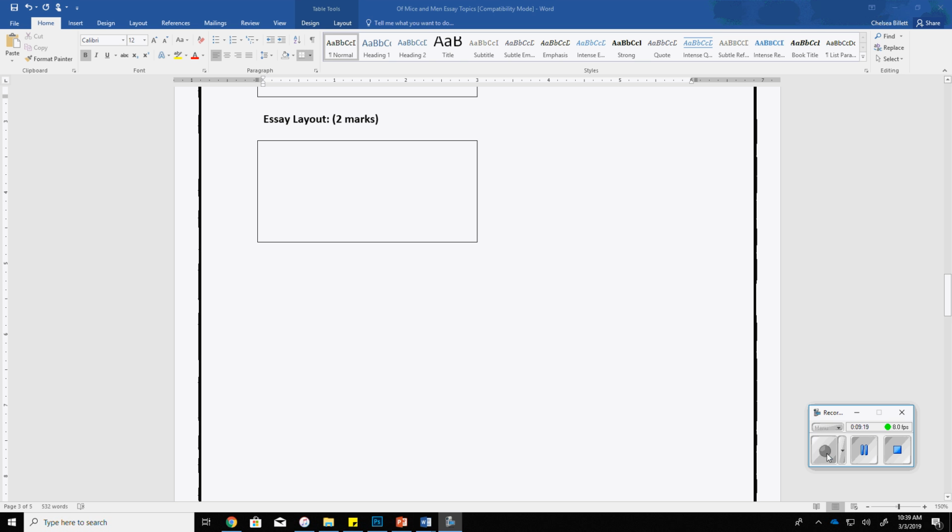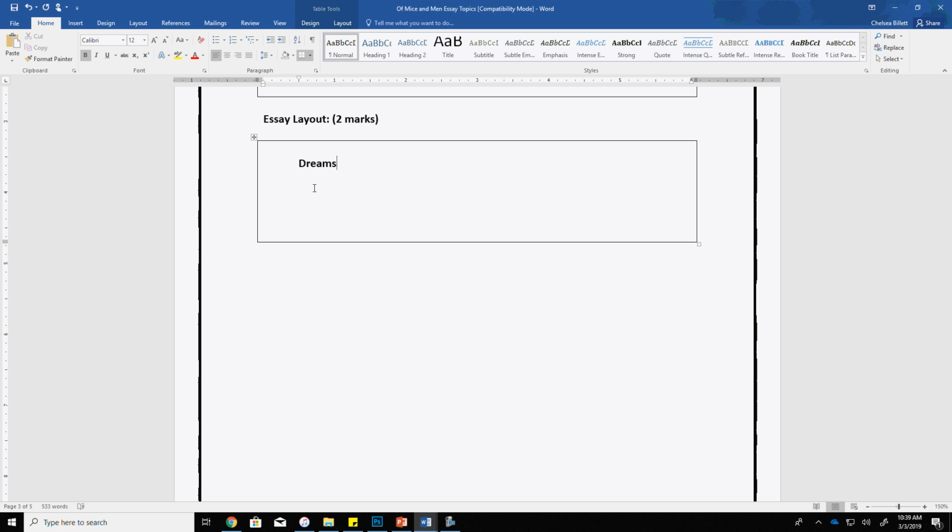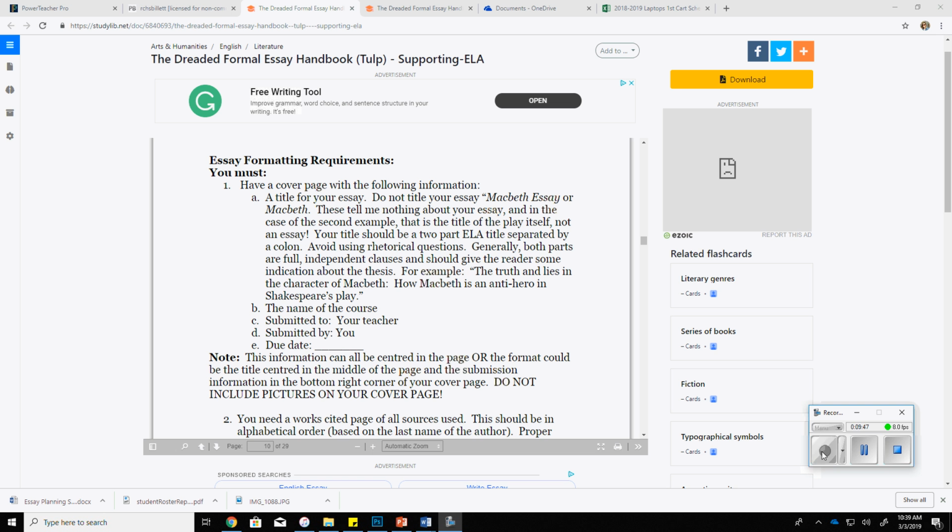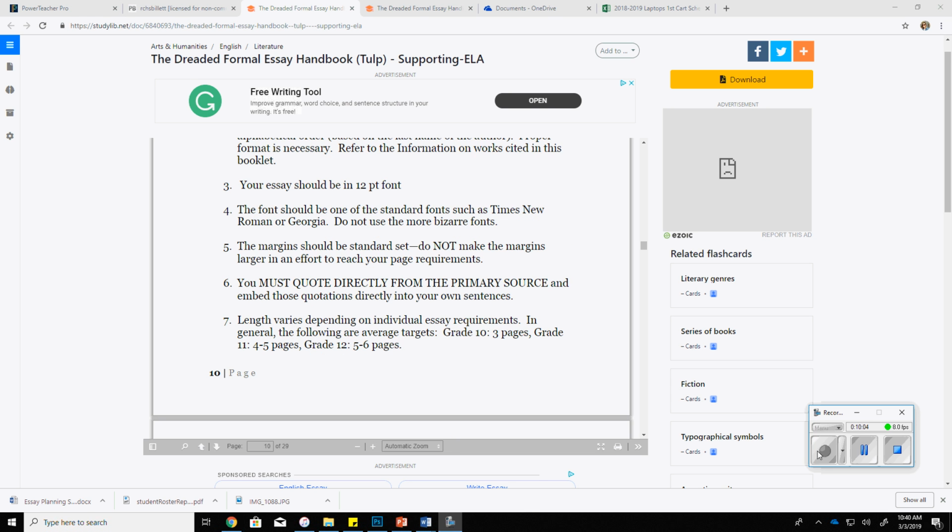And for the essay layout, you're going to be talking about what each sheet is. So I just told you need a cover page. Again, you need a 2-part title. So on your 2-part title, if your topic is, this is really wonky here, but if your topic is dreams, and then you need to figure out something clever to put here. And again, there's examples on that Dreaded Formal Essay booklet on page 10. Okay, so don't title it a Mice and Men essay. There's an example here. Okay. And again, we've talked about that submission info in the bottom right-hand corner. And you should be writing in size 12 Times New Roman, please.